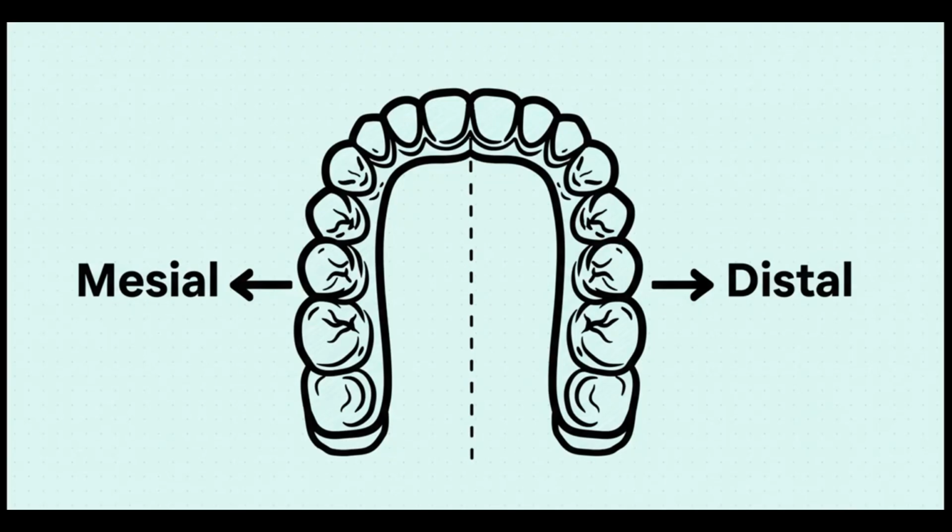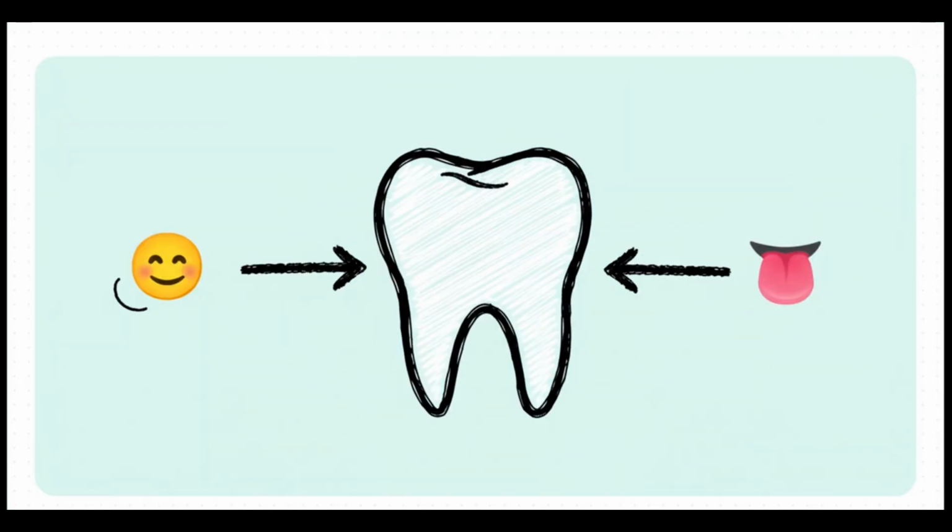First things first, let's just lock in our directions. Mesial. All that means is toward the midline of your face. Just think front. And distal, well, it's just the opposite. It's away from the midline. Think back. So mesial is front, distal is back. Simple. All right, next pair, we've got facial and lingual.